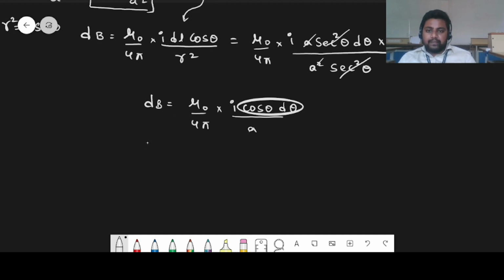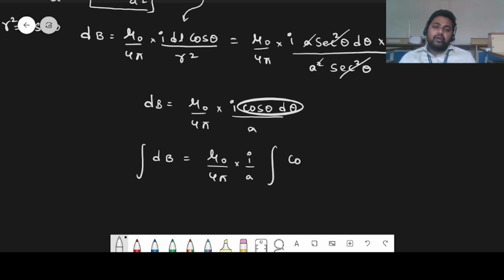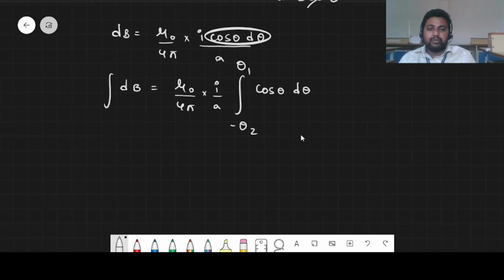So now, if we integrate on both sides, integral dB is equal to mu naught by 4 pi into I by a, which are constants, into integral of cos theta d theta. The limits are from minus theta 2 to theta 1. Why am I taking minus theta 2? Because to cover the entire length, I have to go in the anti-clockwise direction with minus theta 2 and in the clockwise direction with the theta 1 angle, if you remember the initial explanation.